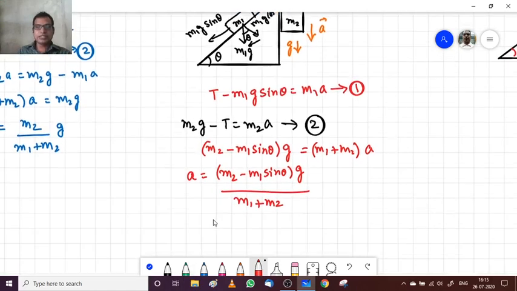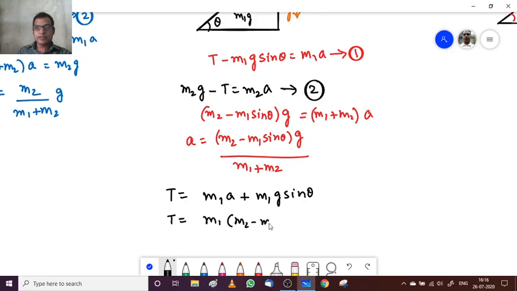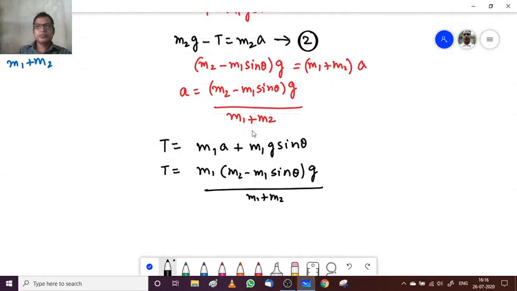Let's try to find out the tension. Now tension, I can use any of the equations and substitute over here. So I can say tension is equal to, I will use the first one, m1a plus m1g sine theta. If I go on with this, this is m1 into m2 minus m1 sine theta into g by m1 plus m2, plus m1 g sine theta.